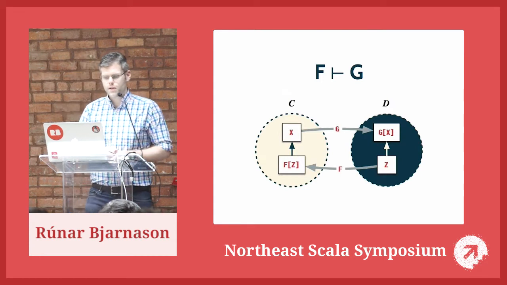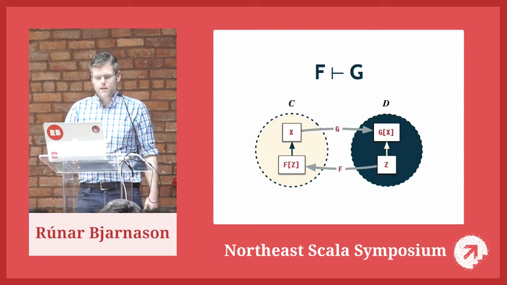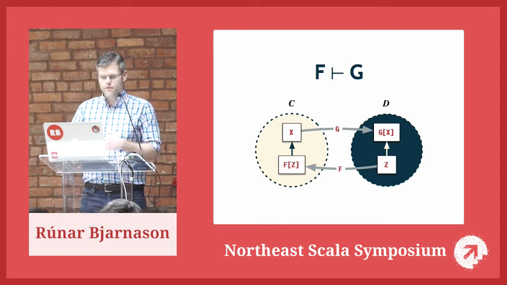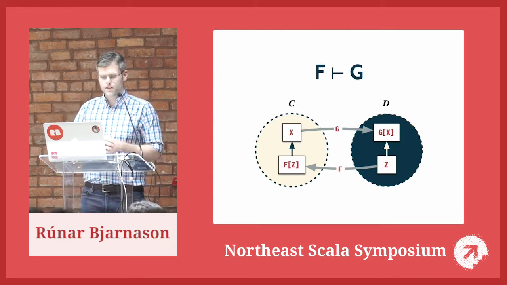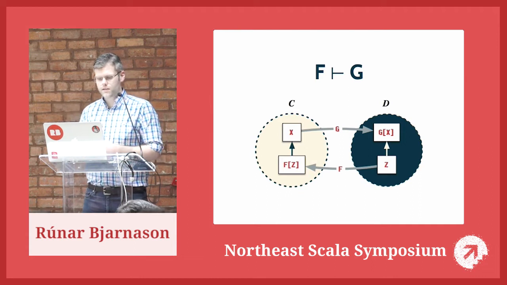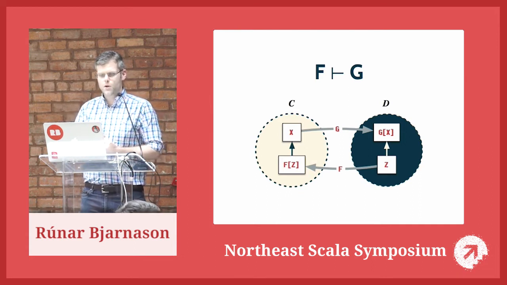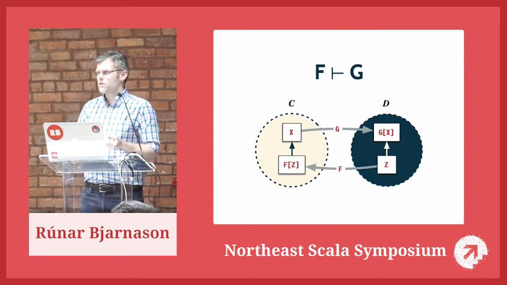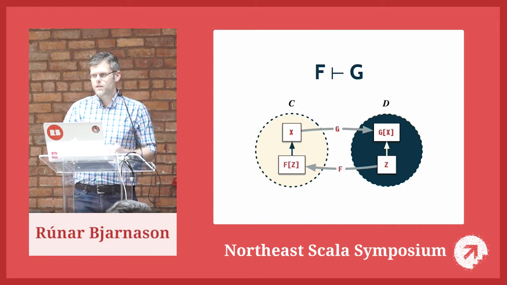And in general, when we have two categories like this, and we have functors F and G, and they exhibit this one-to-one relationship between arrows, that is, there's a one-to-one relationship between arrows from F of Z to X and arrows from Z to G of X on the other side, then we have an adjunction. We have this natural isomorphism between the arrows.